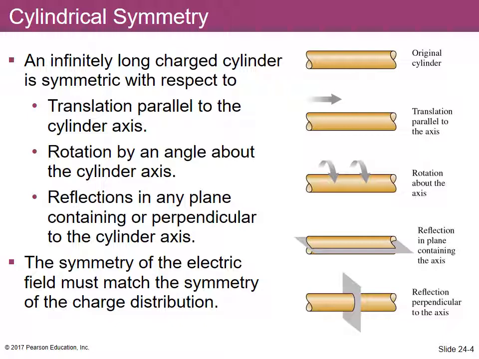Other charge distributions have other types of symmetries. Some charge distributions have no symmetry at all. Our interest in symmetry can be summed up in a single statement: the symmetry of the electric field must match the symmetry of the charge distribution.